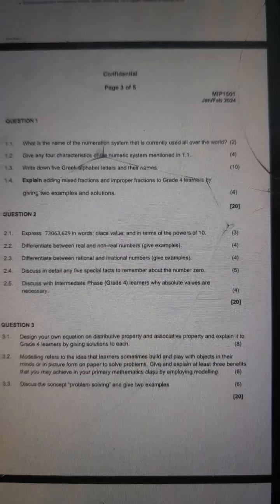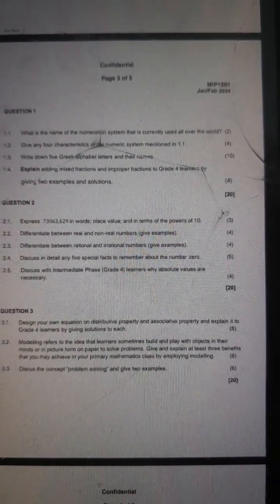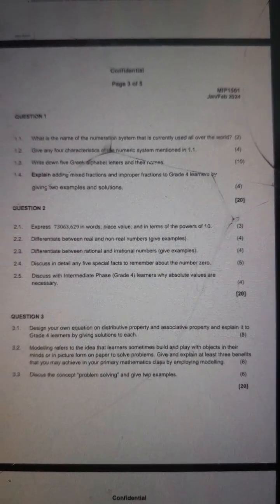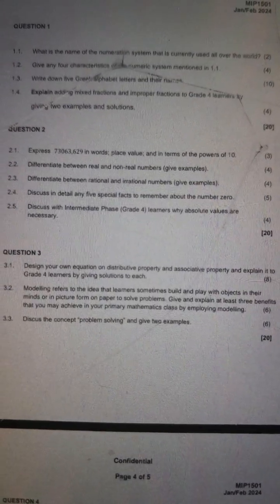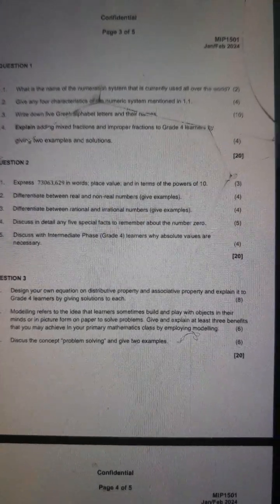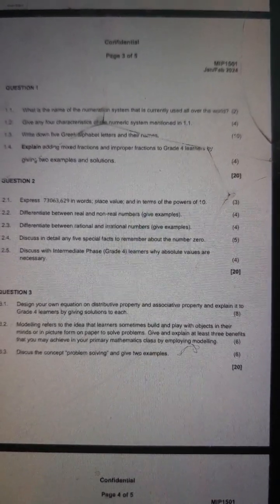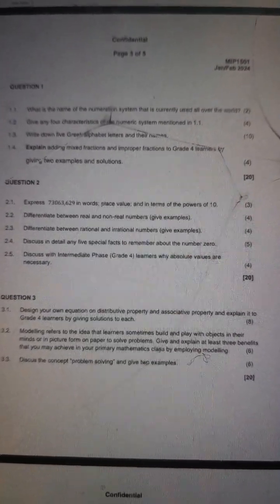That will also be beneficial. Number two, it can improve problem solving skills. This will improve their problem solving skills because they will be able to reason logically and think critically. So it's also beneficial. Then number three, it will increase engagement in the classroom.